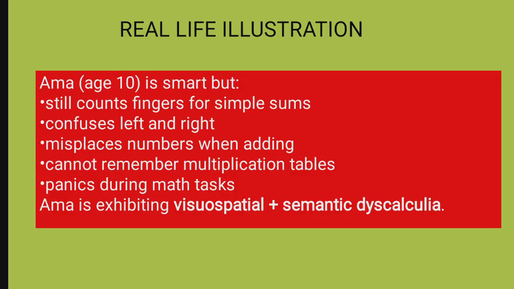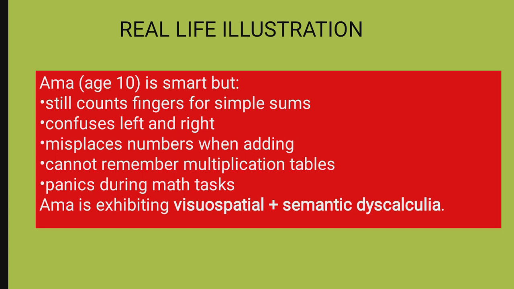So, a real life illustration. Amma, she's 10 years old, very smart, but still counts fingers for simple sums. Like 2 plus 3, she can't know it without the fingers. She confuses left and right, misplaces numbers when adding, cannot remember multiplication tables, and panics during math tasks. Amma is exhibiting what? Visual spatial plus semantic dyscalculia.